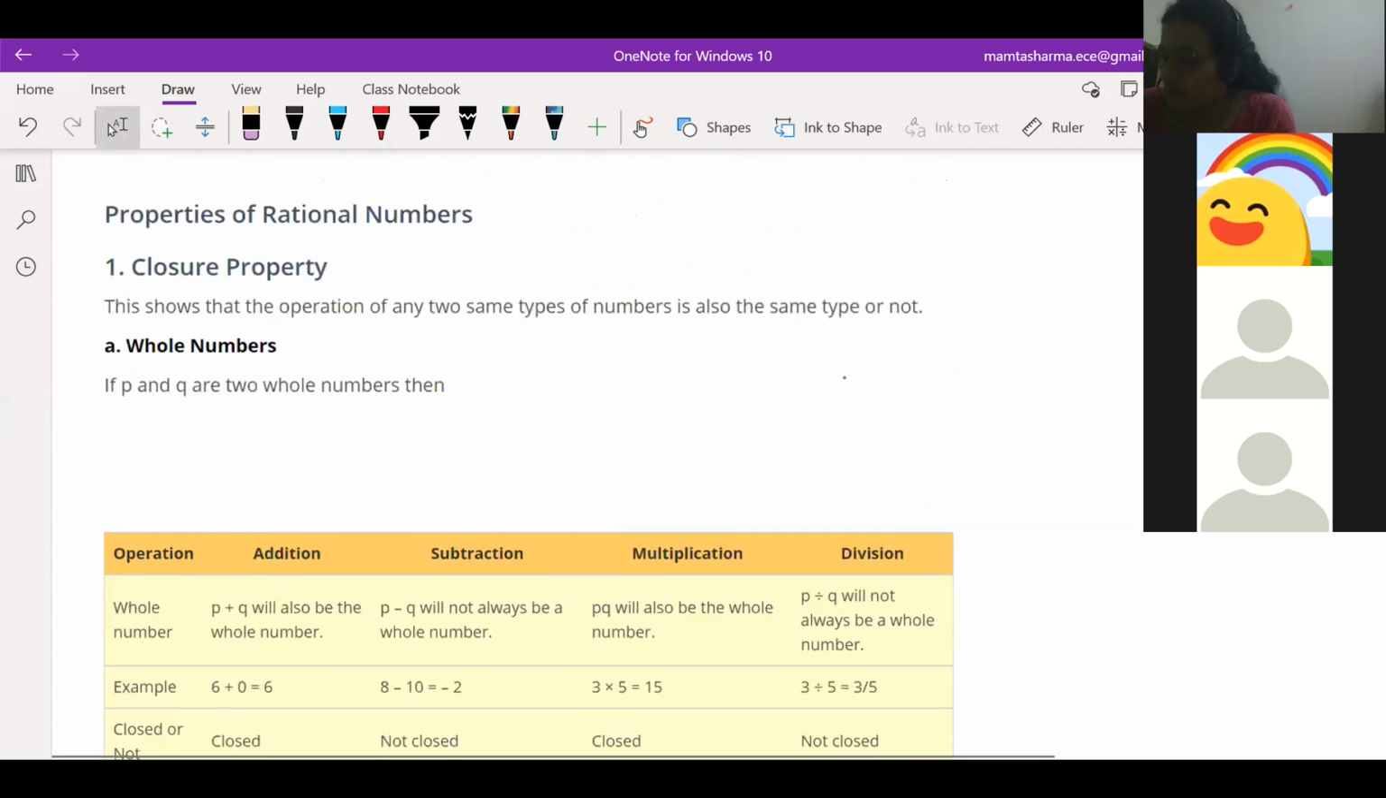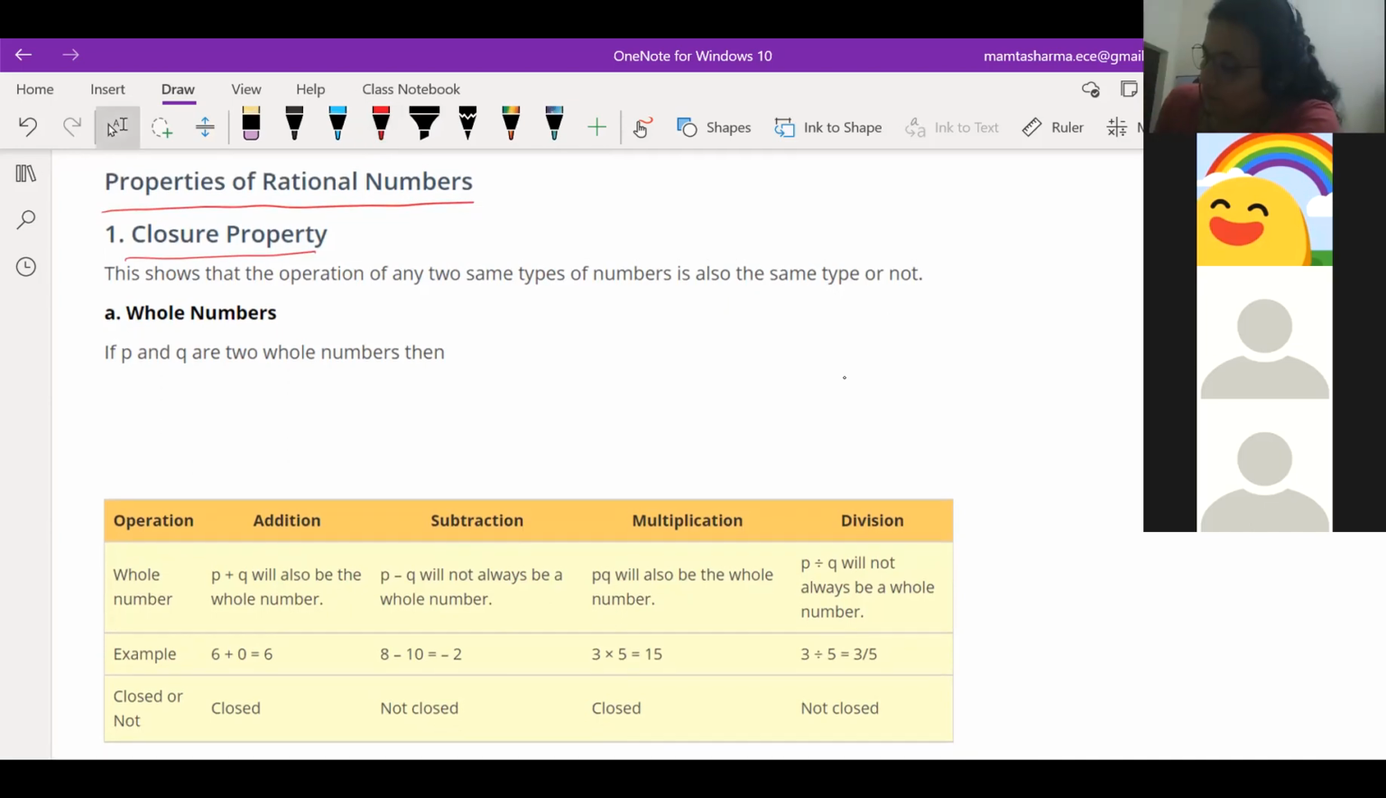Now come to the properties of rational numbers. We'll see a few properties of rational numbers. The first property is the closure property. What is the closure property? Closure property means that if we perform any operation on the same type of number, the result will also be a rational number.